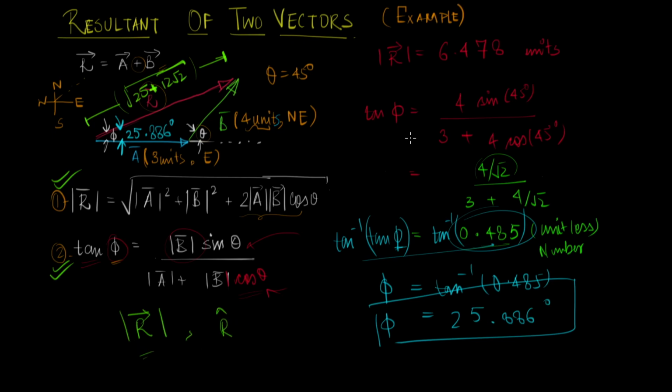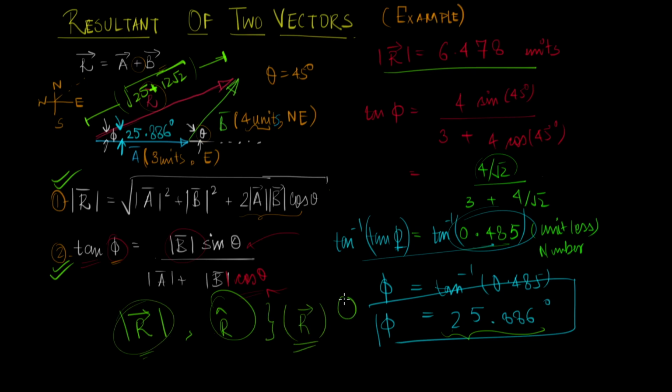The magnitude is given by the expression of 6.478 units, and the direction is given by phi equals, well, 25.886 degrees. So that means we have all the information about our resultant vector. So we must be very proud of ourselves at this moment, and this is how you use the formulae. So I hope this video helps, and all the best.